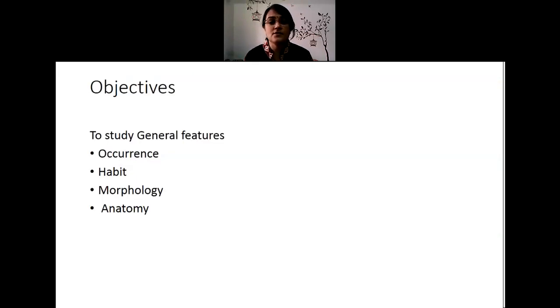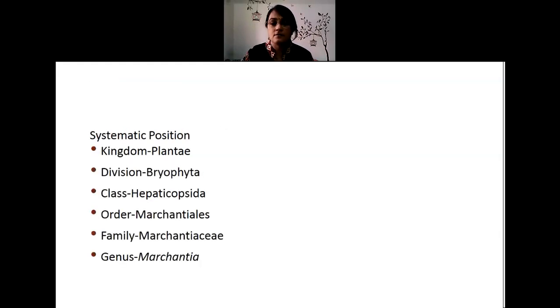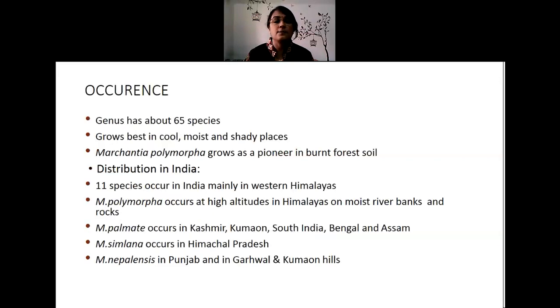Coming to the objectives dealt in this presentation is the study of the general features, that is occurrence, habit and habitat of Marchantia, its morphology and its anatomy. Let's start with the systematic position. It belongs to kingdom Plantae, division Bryophyta, class Hepaticopsida, order Marchantiales, family Marchantiaceae, and genus Marchantia.